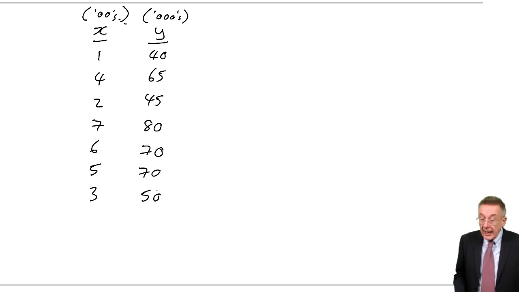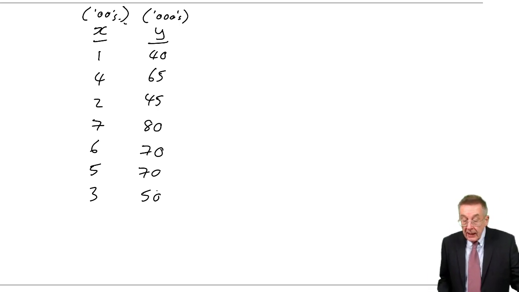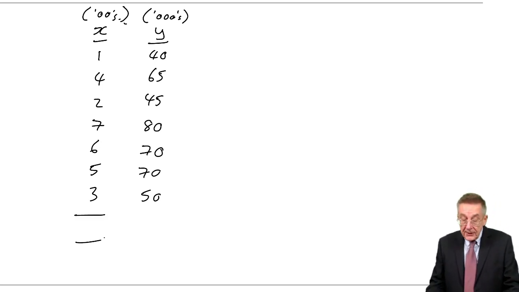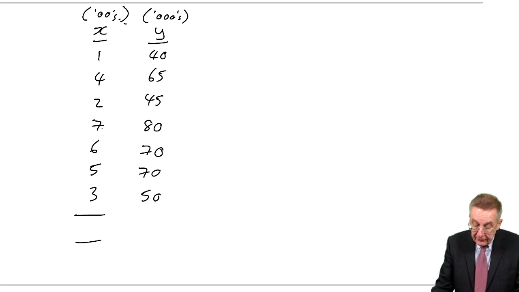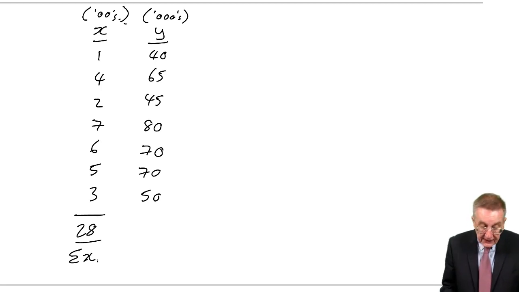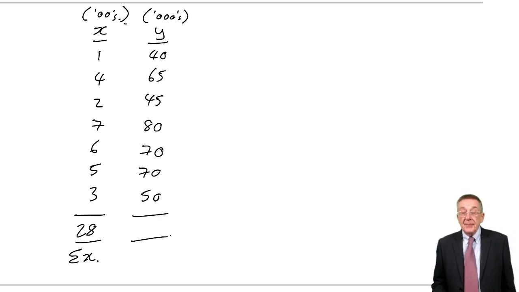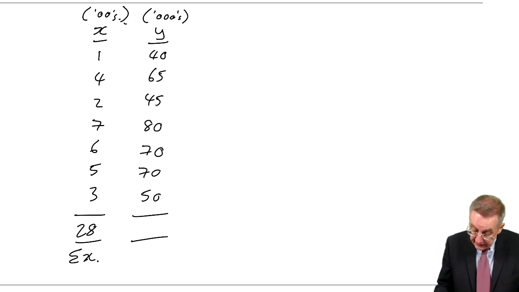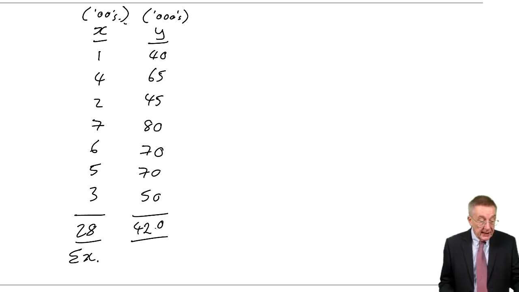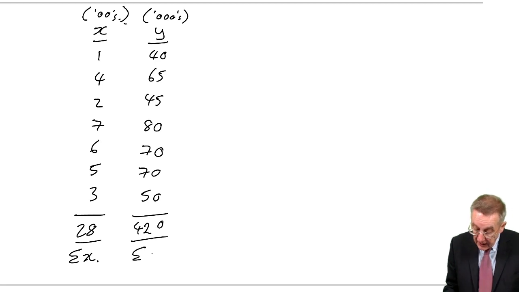Now let's start getting what we need for the formula. We need sigma x. Well, sigma x is the total of all the x's. 1, 5, 7, 14, 20, 28 is sigma x. We need sigma y. It's the total of all the y's. 5, 10, 1, 11, 15, 23, 30, 37. I get a total of 420. That is sigma y.